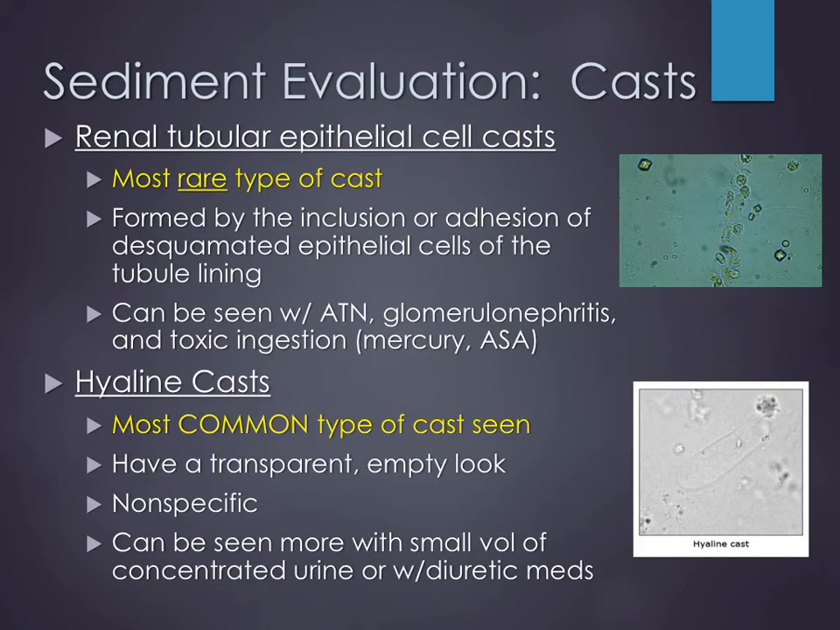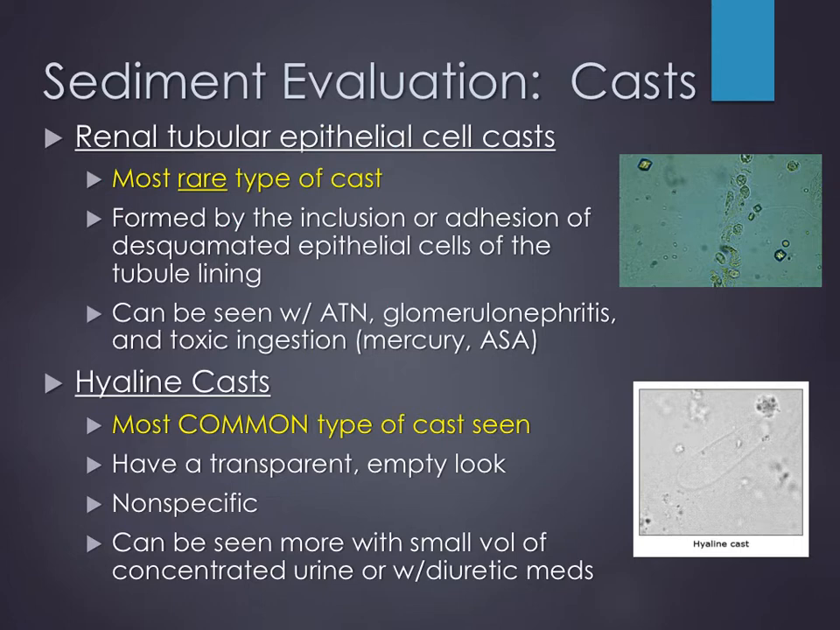Renal tubular epithelial cell casts are the most rare type of cast. These are formed by the inclusion or adhesion of desquamated epithelial cells at the tubule lining. I gave you a picture of them over here. This is typically seen in patients with acute tubular necrosis, otherwise known as ATN. It can also be seen in glomerular nephritis and toxic ingestions such as mercury and aspirin. But like I said, this isn't common. They are the most rare type of cell cast to see in the urine.